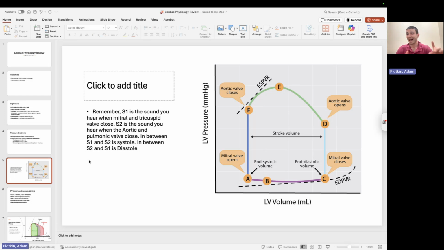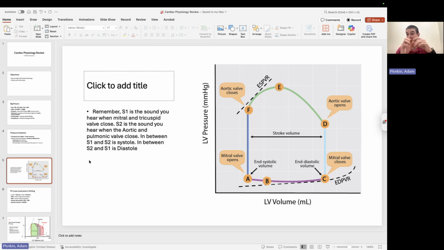So really, S1 is mitral and tricuspid closing, and S2 is aortic and pulmonic closing. So in between S1 and S2, that is my systole, right? Because the mitral and tricuspid are closed and the aortic and pulmonic are open, right? That is me ejecting blood out into the system. When we hear S2, okay, aortic and pulmonic have closed, right? And now eventually the mitral and tricuspid will open. That is in between S2 and the next S1, which will be diastole, right?